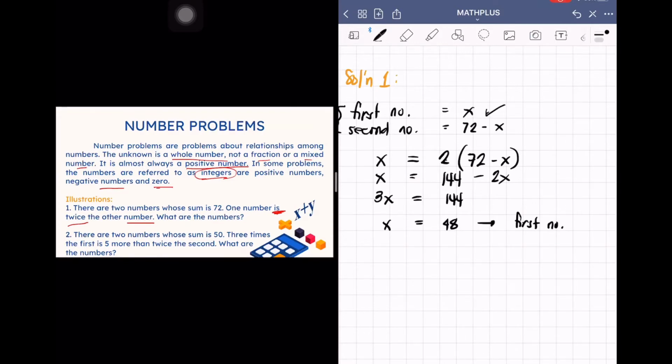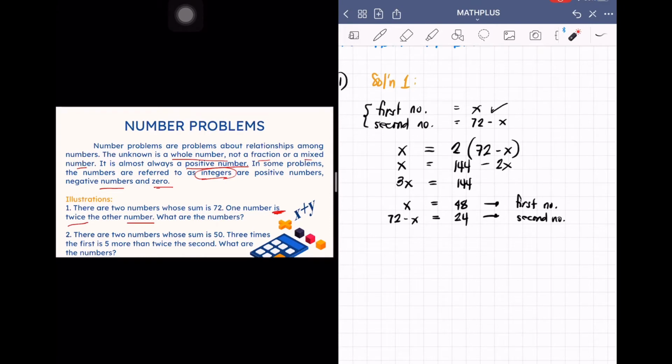And then the second number, which is 72 minus x, that would be 72 minus 48. How much is that? That's 24. This is your second number. And if you go back to the statement na yung isa daw na number ay doble nung isa, na-satisfy natin, right? Because if you multiply this by 2, you get the first number, which is 48. This is the solution. This is my solution when I'm solving with just one variable.